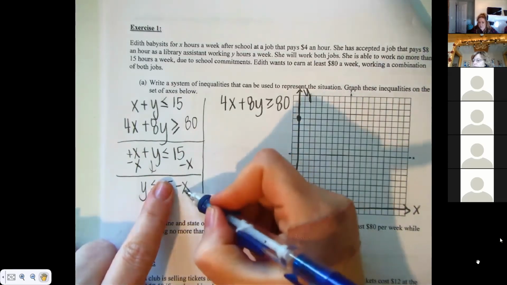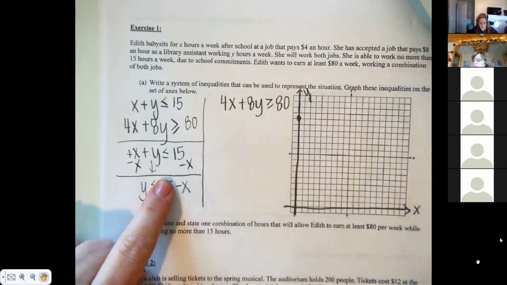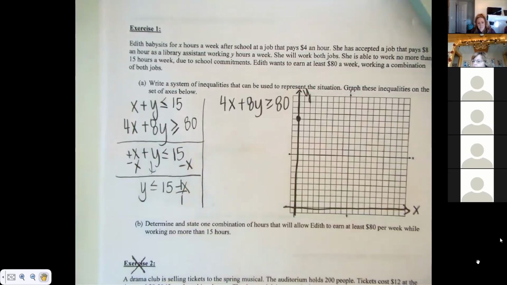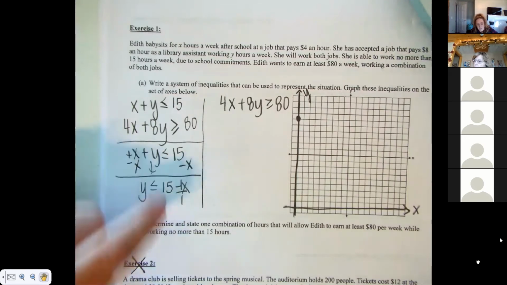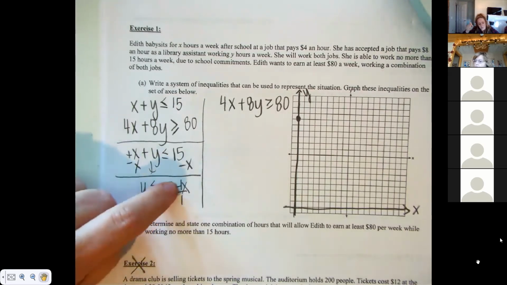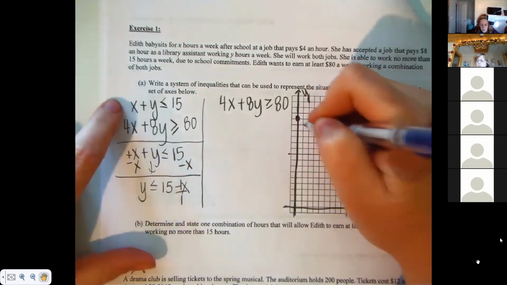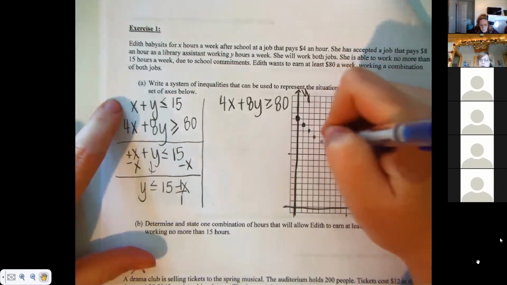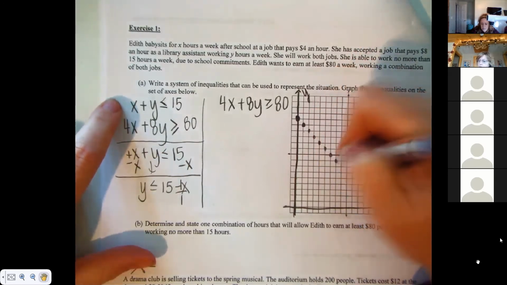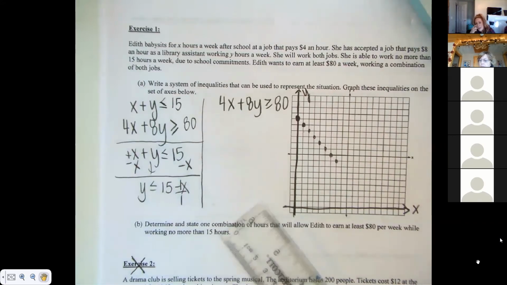Now I have to think about my slope. I don't see anything in front of there. Doesn't mean there's a 0. If there was a 0, it wouldn't be there. So there's a 1. So it's 1 over 1. If there's a minus sign, tack it on to the top. So this one says down 1, right 1, down 1, right 1, down 1, right 1. Lots of dots.